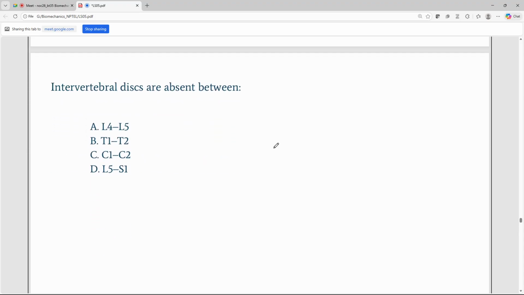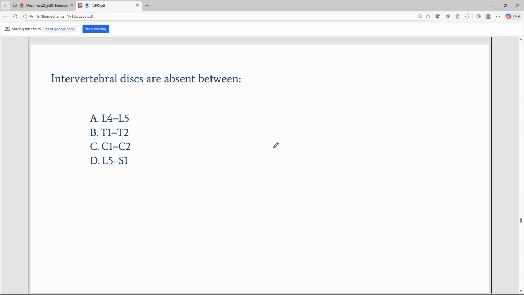Next question. The intervertebral discs are absent between which of the vertebral pairs? Options are L4, L5. Option B, T1, T2. Option C, C1, C2. Option D, L5, S1. Is it L4, L5 or T1, T2, C1, C2 or L5, S1?